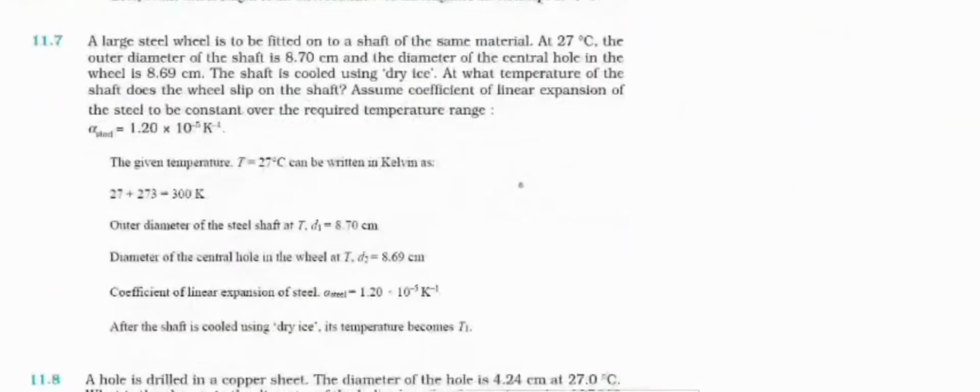Now, come to question 7. A larger steel wheel is to be fitted onto a shaft of same material. At 27 degrees Celsius, the outer diameter of the shaft is 8.7 centimeter and the diameter of the central hole in the wheel is 8.69 centimeter. The shaft is cooled using dry ice. At what temperature of the shaft does the wheel slip on the shaft? Okay, so I think the question is clear. So we have just like we can take a block like this.